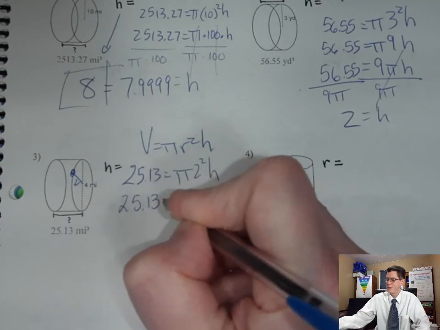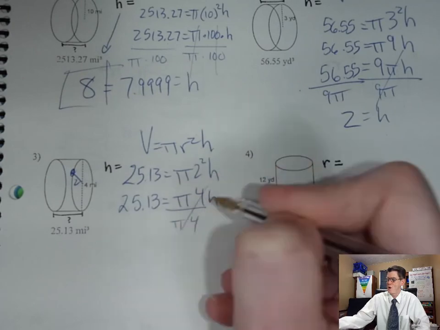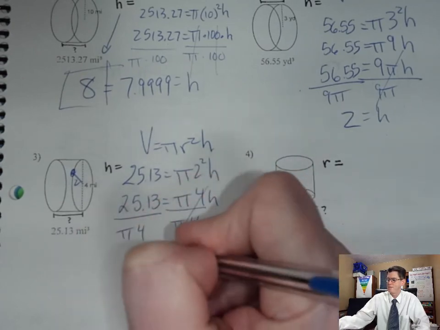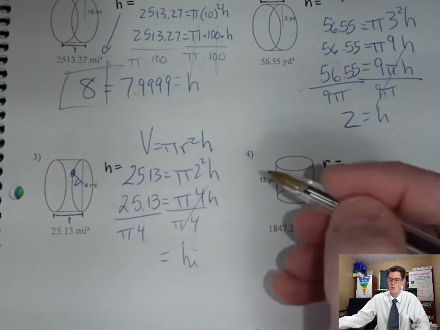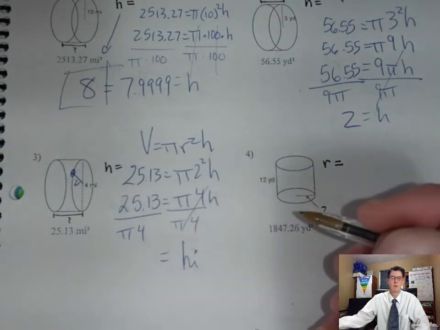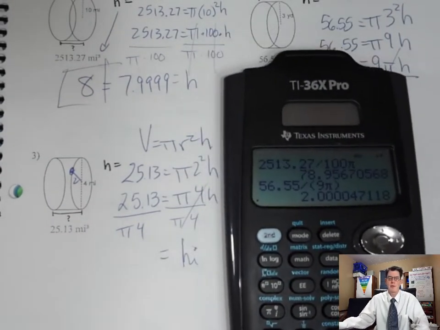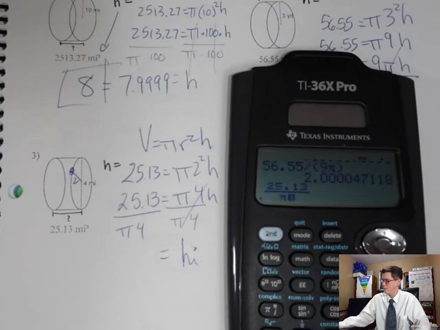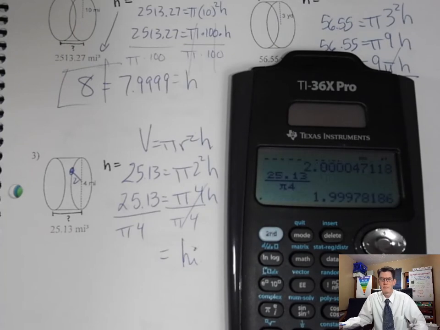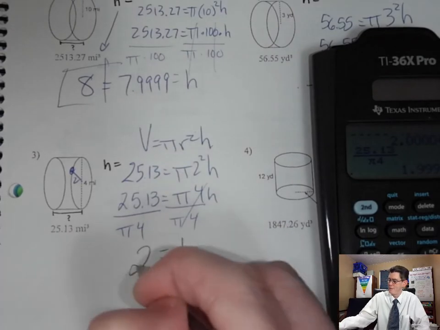So 25.13 is pi times 4h. Divide pi times 4 off of both sides. On this side, you're left with just 1h. Whoa, I can write that. Hi, how you doing? That's an h. And then 25.13 divided by pi times 4. 25.13 divided by pi times 4 is 1 point, bunch of 9s, rounded off, is 2.